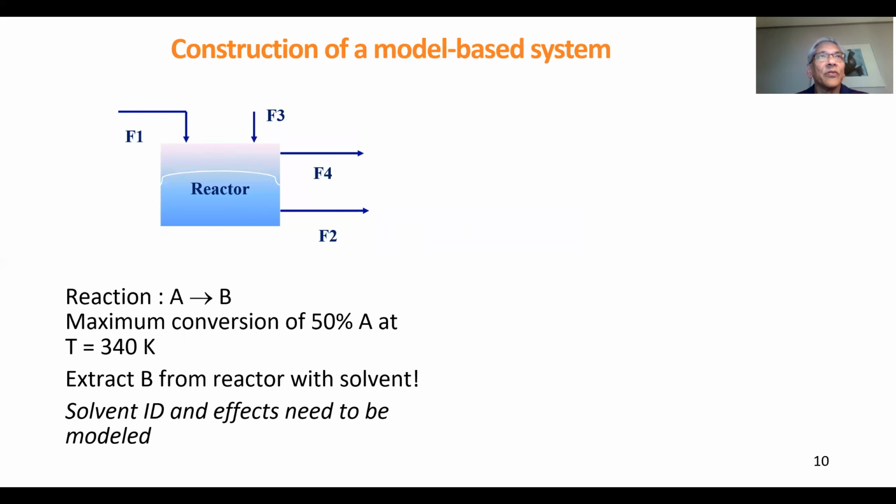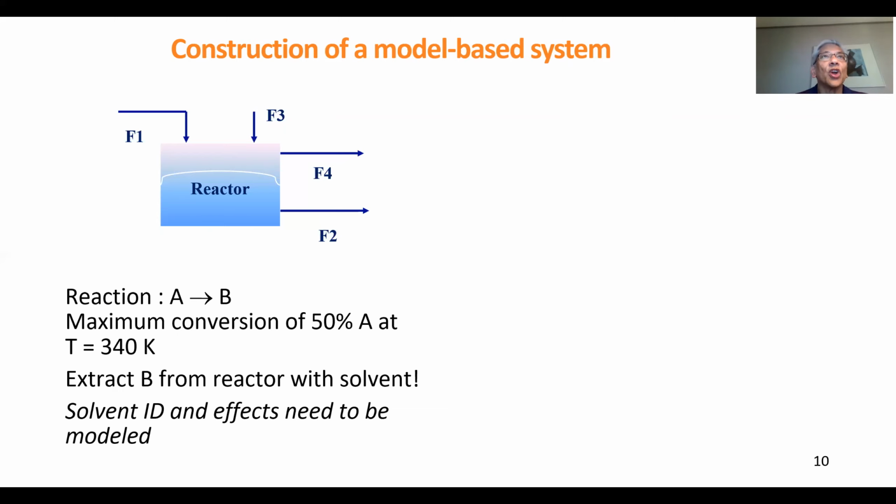So let's say that we have a reactor where a reaction A going to B takes place, and the reactant A is coming through the stream F1, and the reactor product is going to go out through F2. The reaction maximum conversion is obtained at 50% A at 340 K. Now to extract the product B from A is not easy.